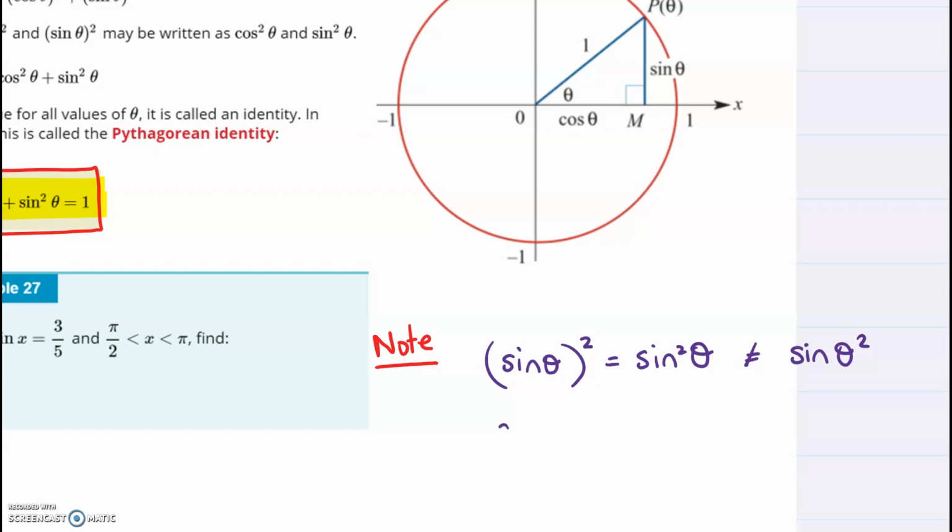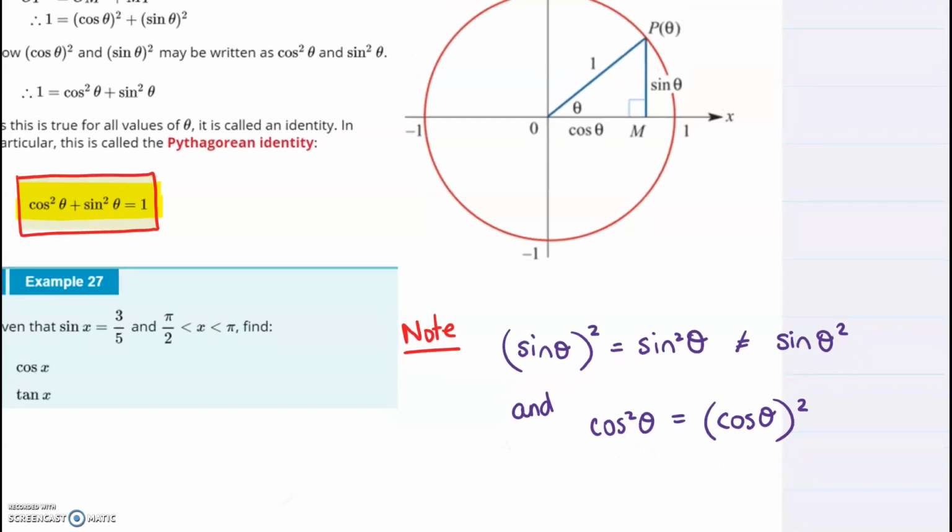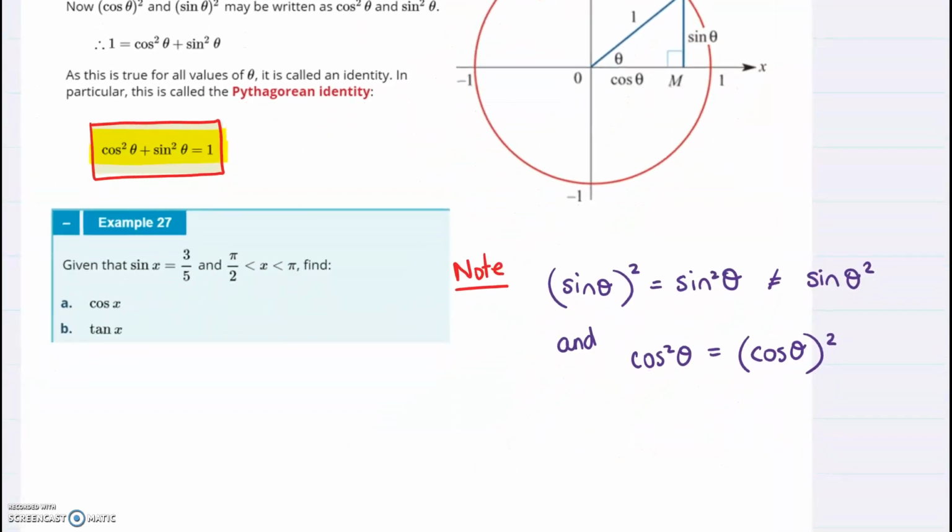And the same thing with cos squared theta. So just note that if you have cos squared theta, keep in mind that it means that cos theta is all squared. Okay? So if you are adding sine squared theta and cos squared theta, you get this value of 1. I'm going to jump straight into the first question and show you how to solve that.